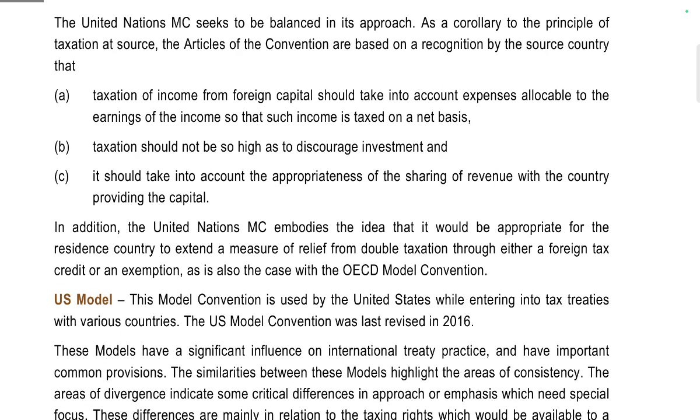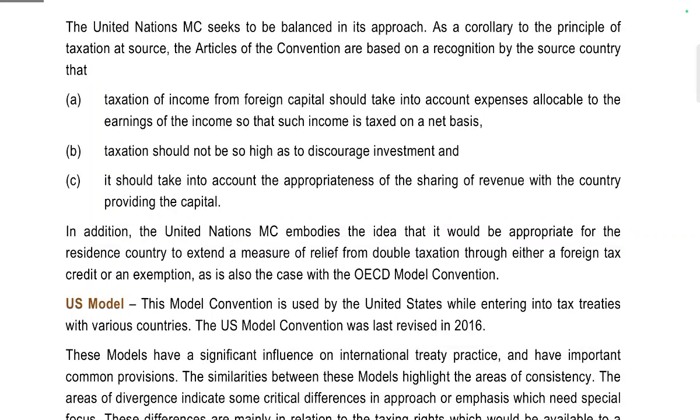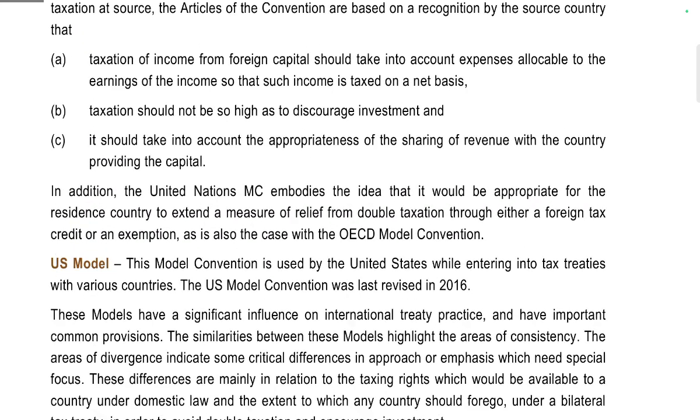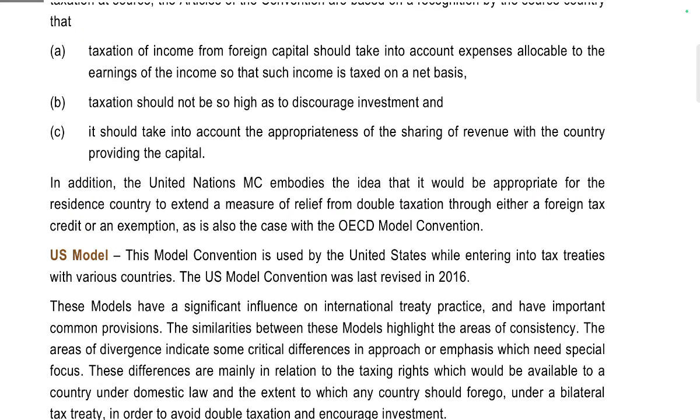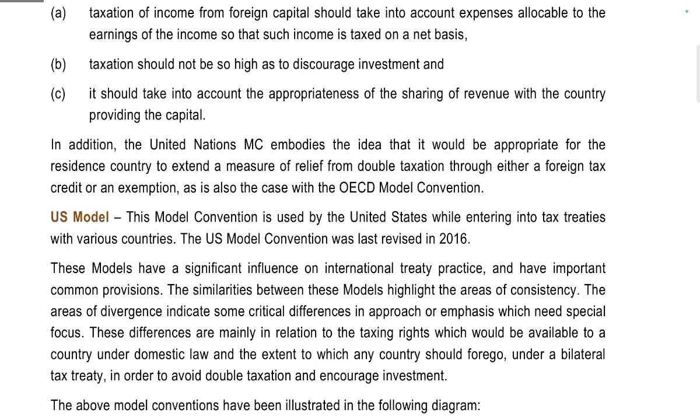In the taxation of income from foreign capital, expenses allocated to the earning of this income should be taken into account so that income is taxed on a net basis. The taxation should not be so high that it discourages investment. It should not be too high. It should take into account the appropriate sharing of revenue with the country providing the capital.